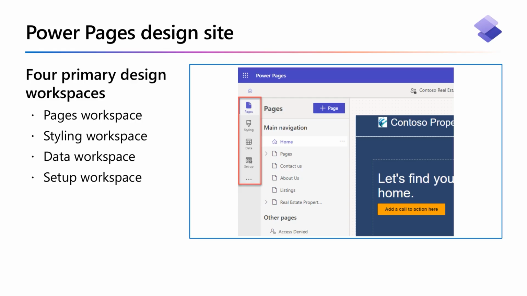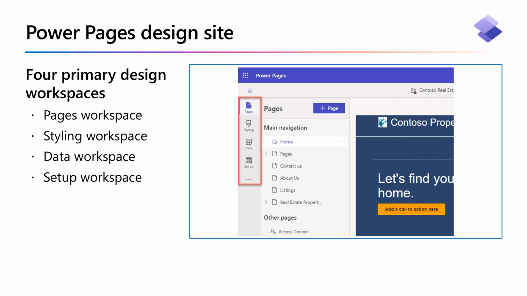The Design Studio is broken down into workspaces. These target a specific type of functionality such as site branding and security, connecting your site to the Microsoft Dataverse instance, or managing security and more. There are 4 primary design workspaces.